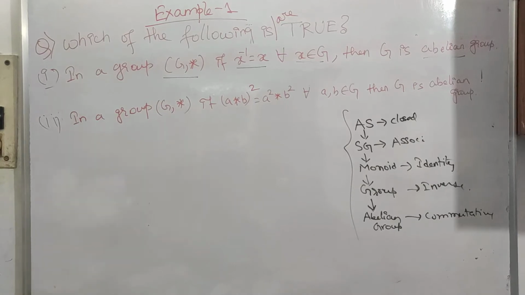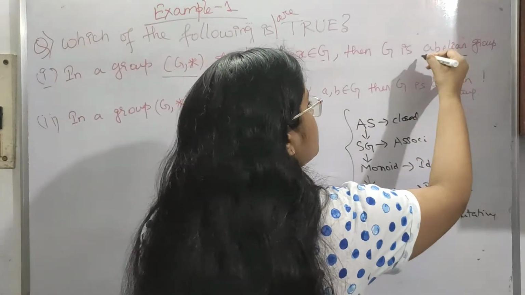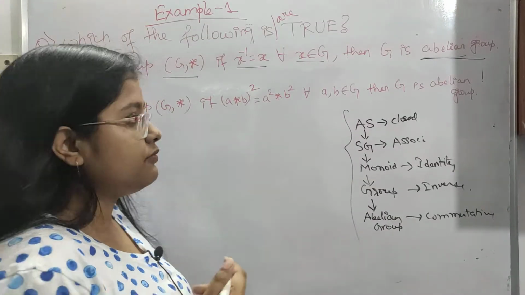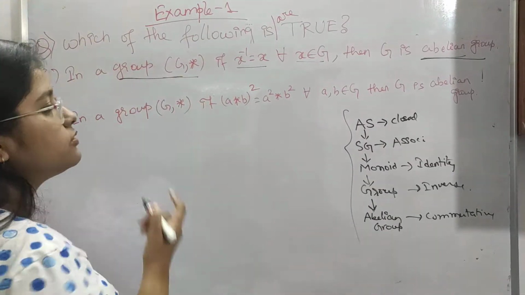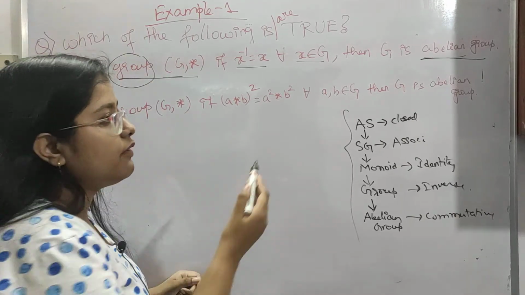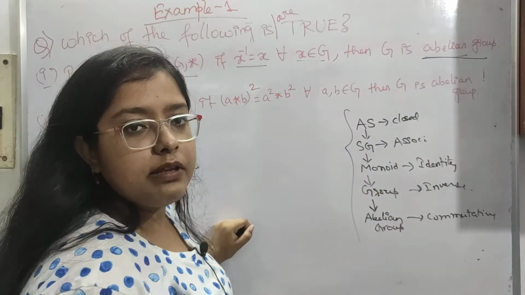Now we have to prove it is an Abelian group. Abelian group means what? We have to prove it is commutative. Already it is given that it is a group. This is very important to notice here. It is given it is a group, so we just have to figure out if it is Abelian or not.